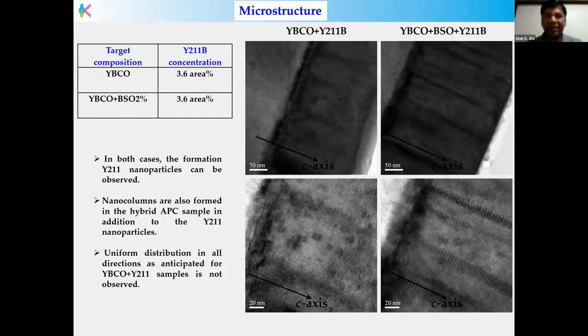So these are only the nanoparticle introduced sample, YBCO plus Y211. And in this case, we have introduced BSO also. Barium tin oxide grows in the form of nanocolumns along the C-axis. So we have both nanocolumns as well as nanoparticles. So we call it hybrid APC, 1D plus 3D. So this is the target composition and Y211 composition in these films. In both cases, the formation of the nanoparticles can be observed, and the nanocolumns are observed in the hybrid APC sample.